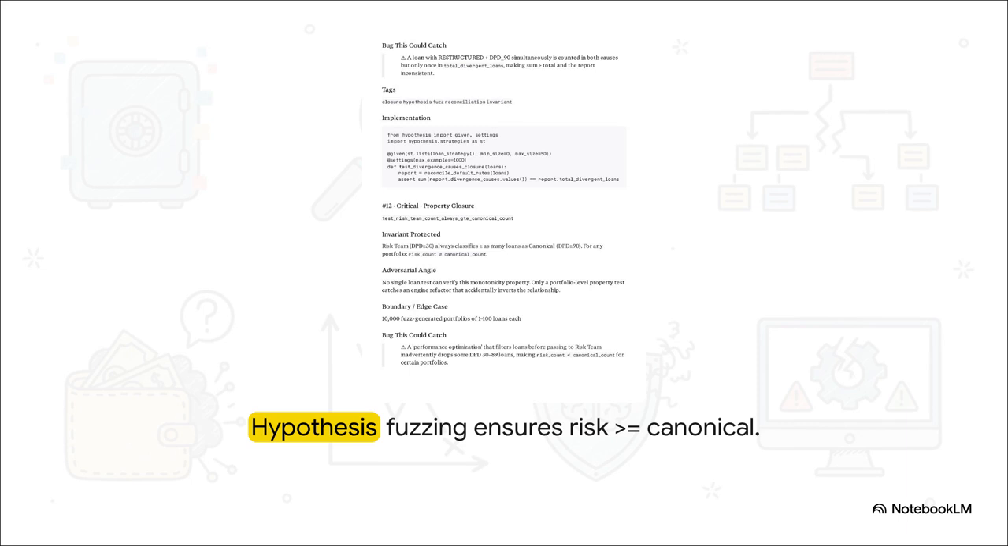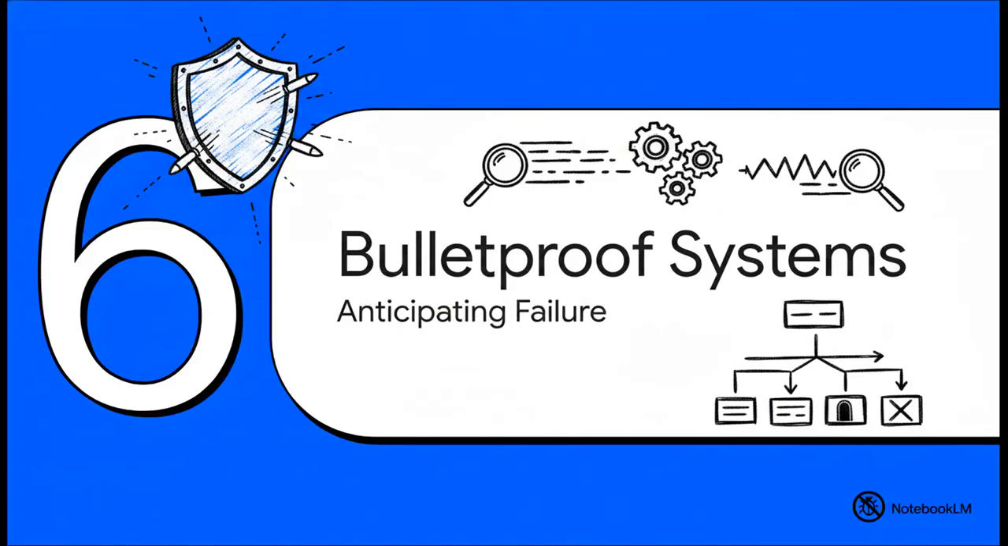This portfolio-level fuzzing test guarantees that a developer's well-intentioned but naive performance optimization doesn't accidentally drop loans in the pipeline and logically invert the relationship between those two teams. Always. Section 6. Building bulletproof systems.